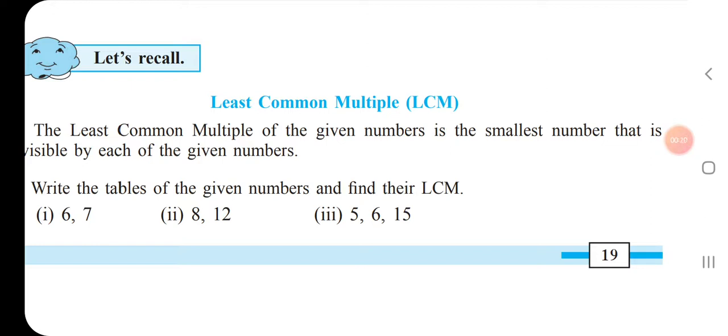Now we will see how to calculate LCM. Before that, we will take a look at what is meant by LCM. The least common multiple of given numbers is the smallest number that is divisible by each of the given numbers. For example, find the LCM of 6 and 7. For that, we have to count the tables of 6 and 7, and the first common number will be the LCM of these two numbers.